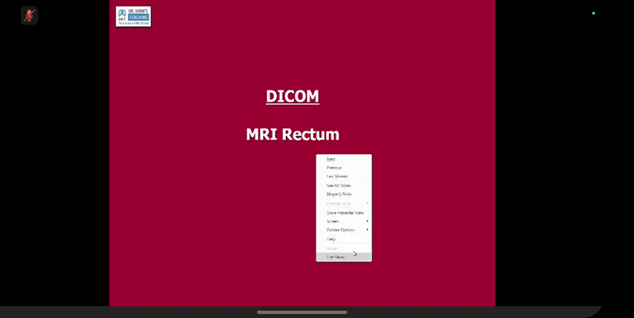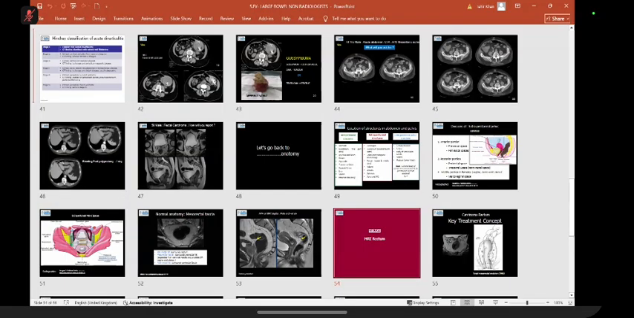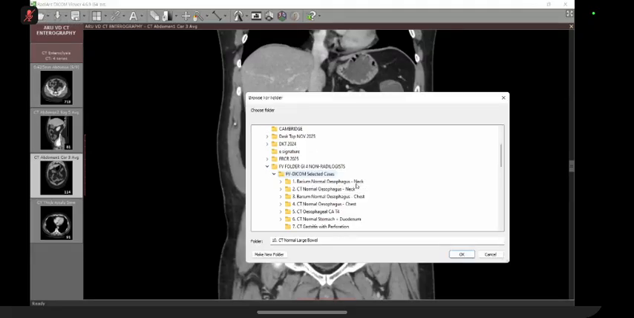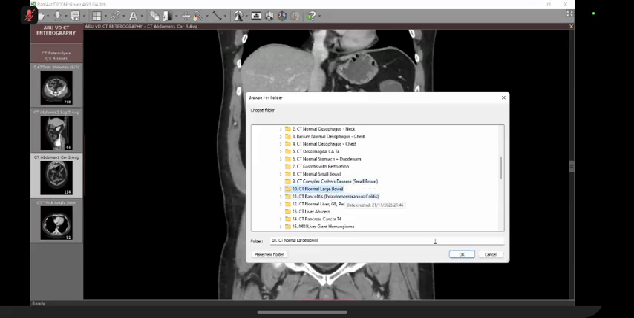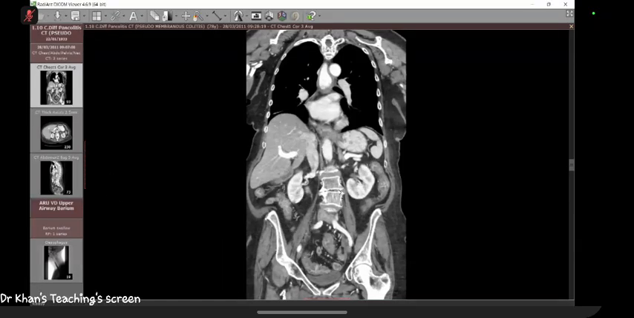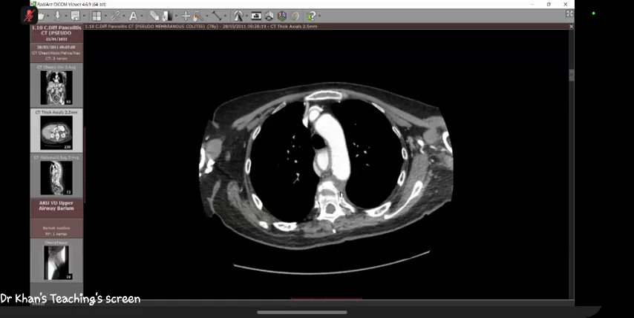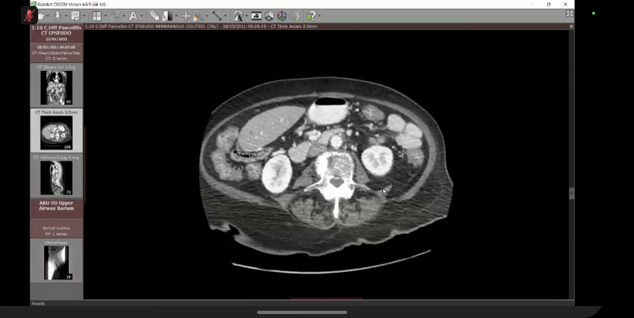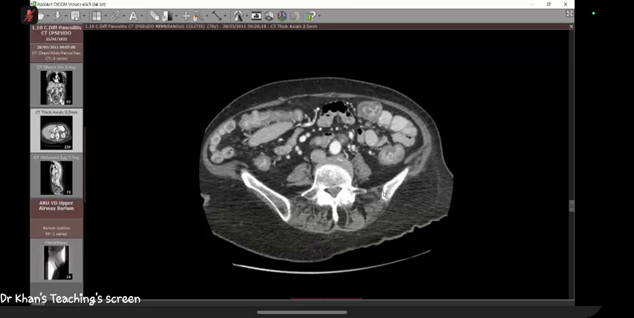I'll show you an MR of the rectum. Before I show you an MR of the rectum, I think I had to show you this thing, which I forgot.